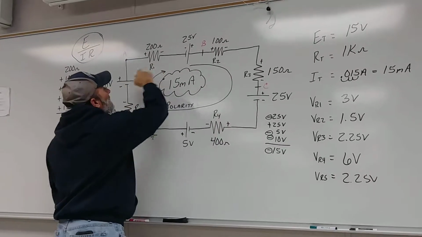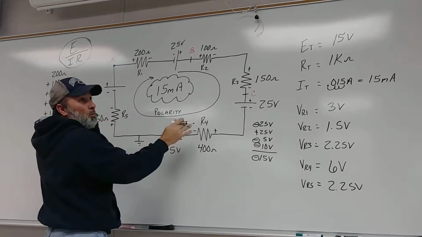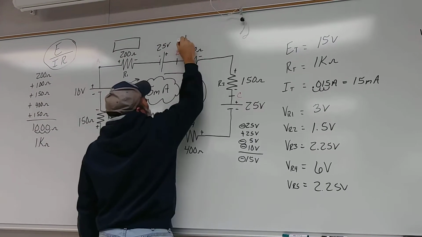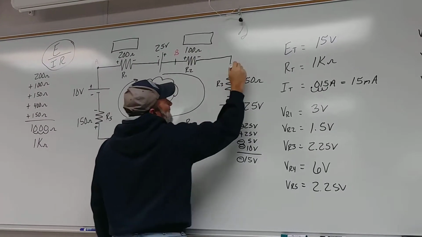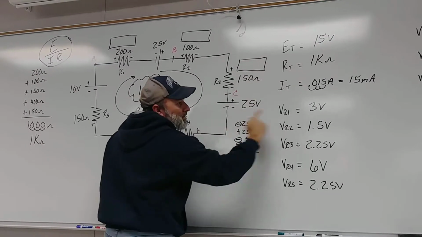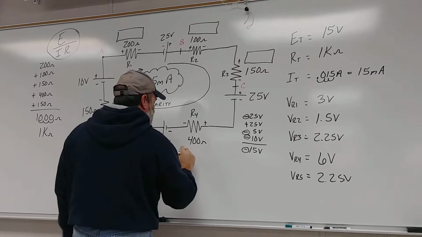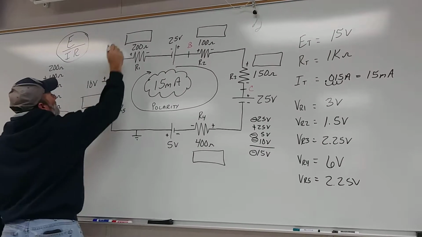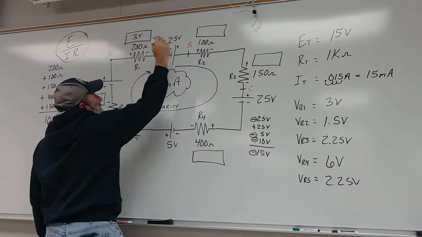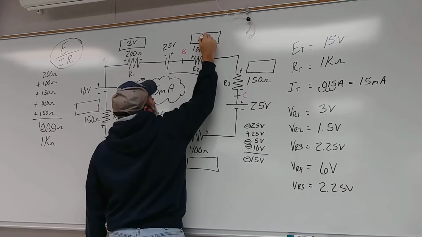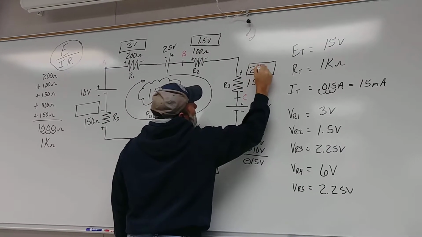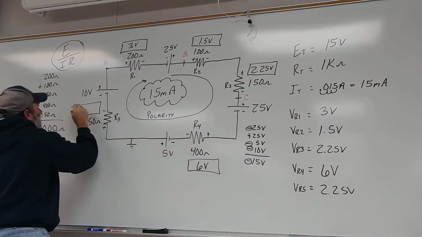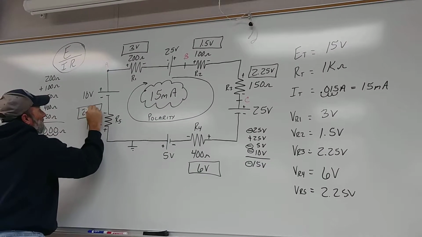Now, since I know I'm going to need to be determining voltage from one point to another, I'm going to put all my voltage drops in a nice little box above my resistors. That way I don't have to keep looking back here. I can just look at my circuit. Put my little boxes up, and 3 volts, 1.5 volts, 2.25 volts, 6 volts, and 2.25 volts.